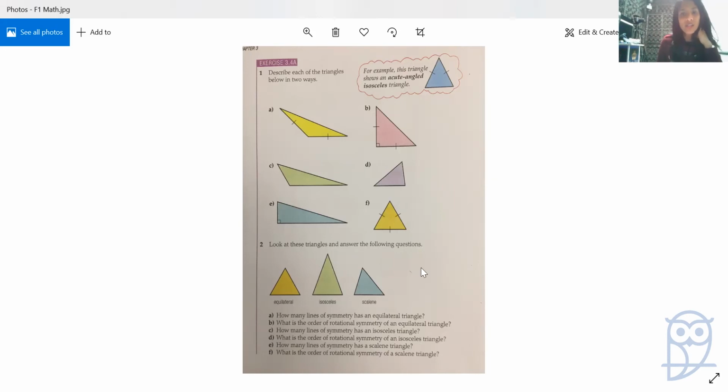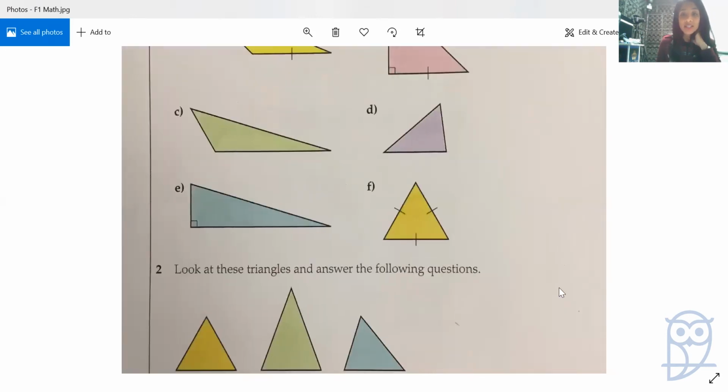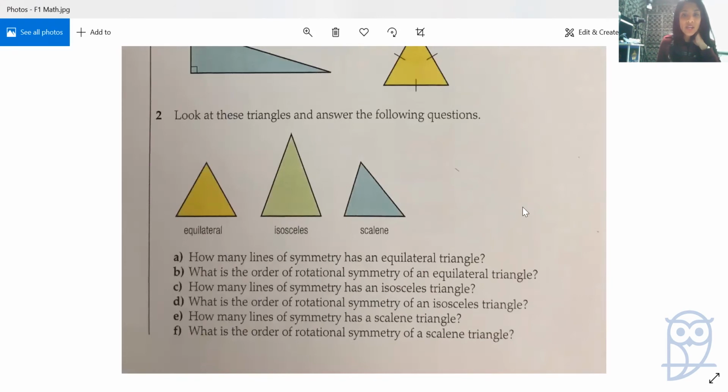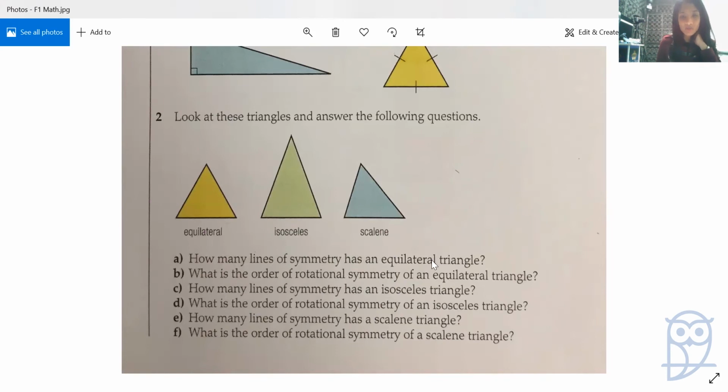Now, let's look at the scalene triangle, guys. Does the scalene triangle look like it could have more than 1, or can it even have a line of symmetry? And the answer is no, okay? A scalene triangle does not have a line of symmetry because it's all 3 different lengths and 3 different angles. So we cannot get a line of symmetry here. So the answer for E will be 0.